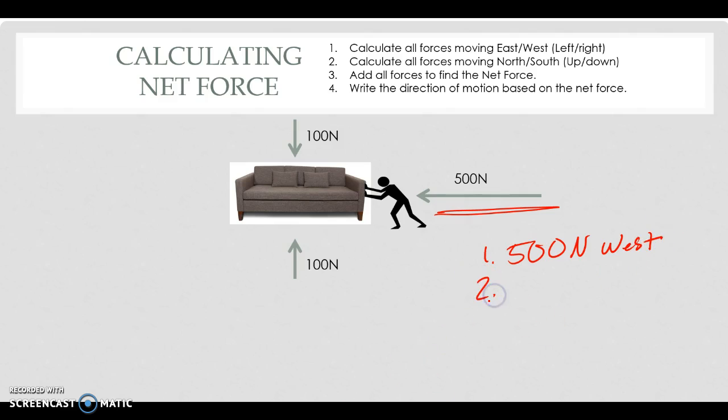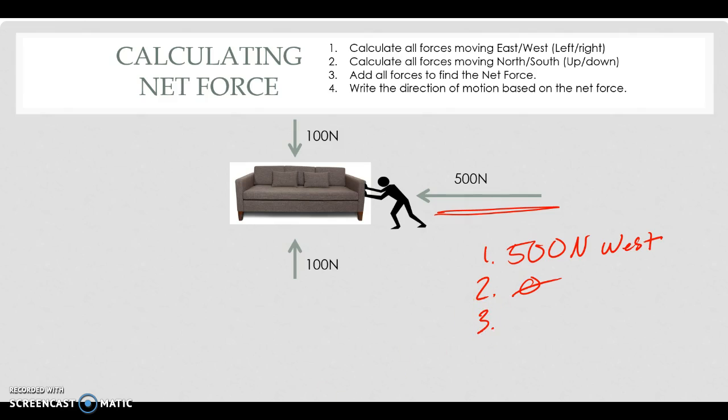Number 2, the forces that are pointing up or down, north or south. Well, I see one here pointing north, I see one here pointing south. It appears as though they are working against each other, so if I subtract 100 from 100, I actually end up with 0. So north-south forces cancel each other out.